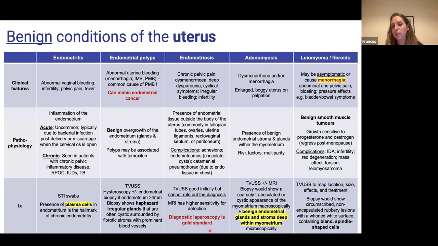Diagnostic laparoscopy is your gold standard for diagnosis. However, we're getting better at detecting this with transvaginal ultrasound and with MRI as well. Adenomyosis is effectively endometriosis, but in this case, the endometrial tissue is in the myometrium. So it's basically just invaded into the muscle wall of the uterus. And so in this case, your main symptoms are going to be painful periods again, because now you're bleeding into the muscle wall, and heavy bleeding.